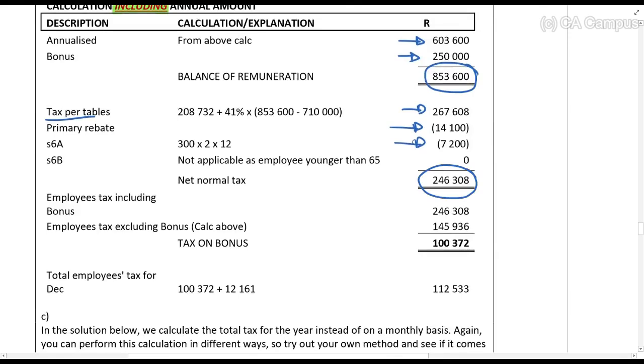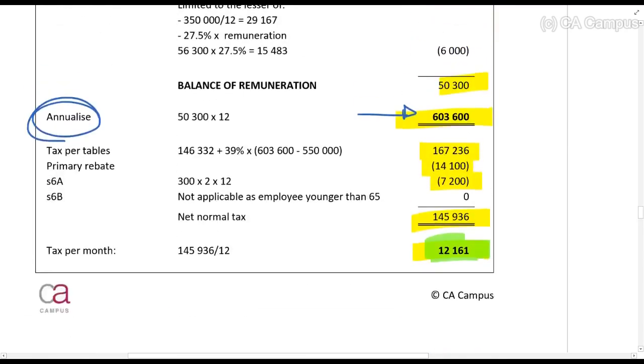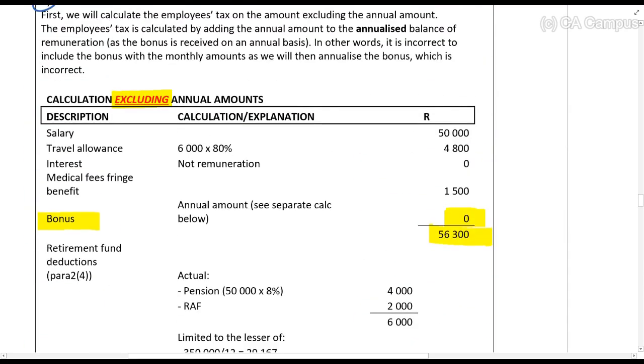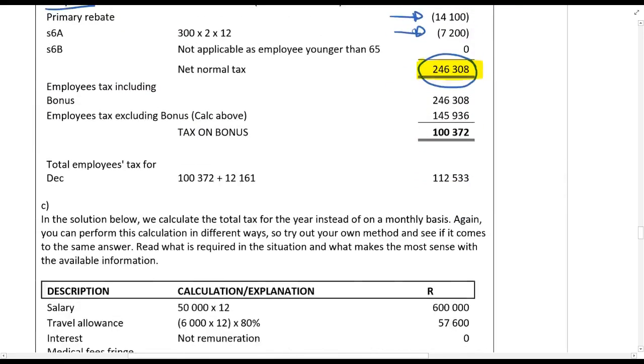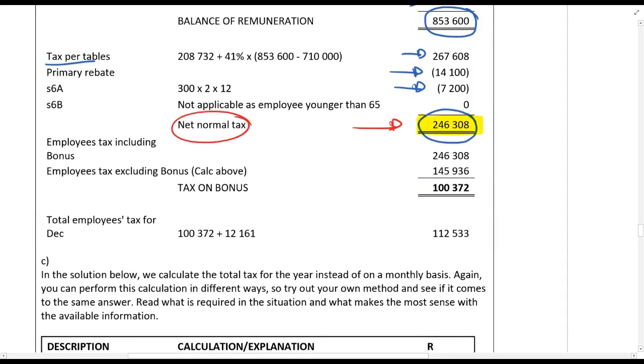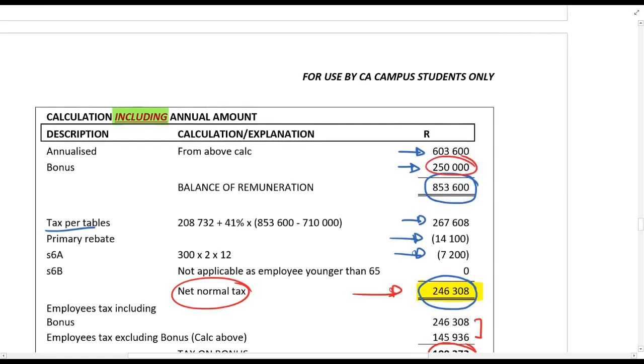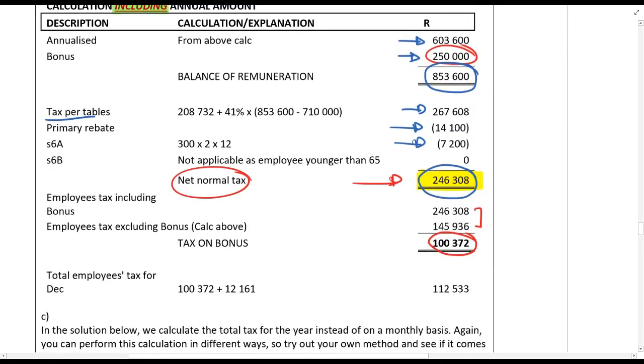Okay, now I want you to see the difference between the 246,308 tax, and if I take you guys back up to where we excluded it, the 145,936. So see what we see. The tax for the year, excluding the bonus, and the tax for the year, including the bonus. The difference between that, 100,372, is the tax on the bonus. So that is the tax on this 250,000 rands. Now you look at it and you say that's a lot, but let's just say 100,372 divided by 250.